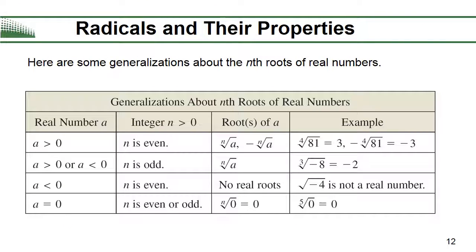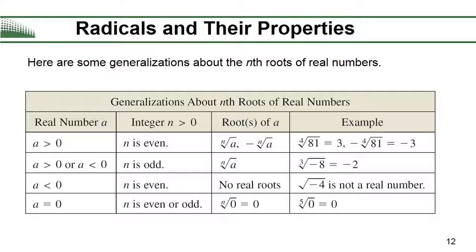And here's some more properties. These are generalizations about the nth root of real numbers. By the way, the reason they're using n and not a specific number there is because this applies to any number n. And if they used a specific number, the idea would be it would only apply to that number. So n can actually represent pretty much any number.